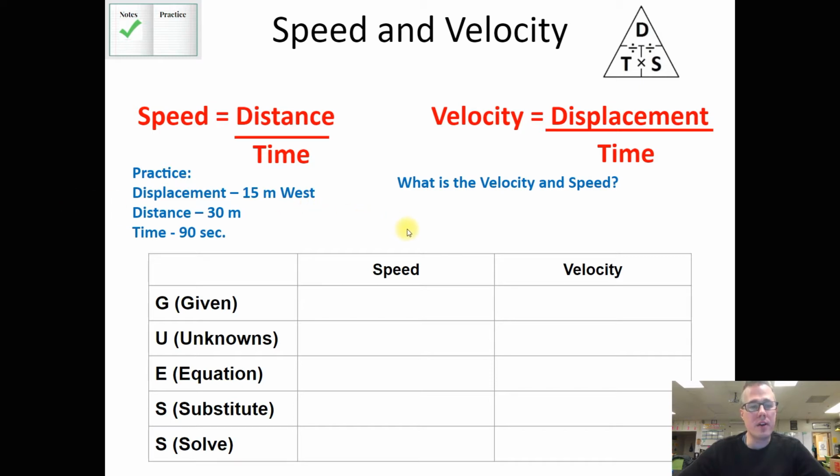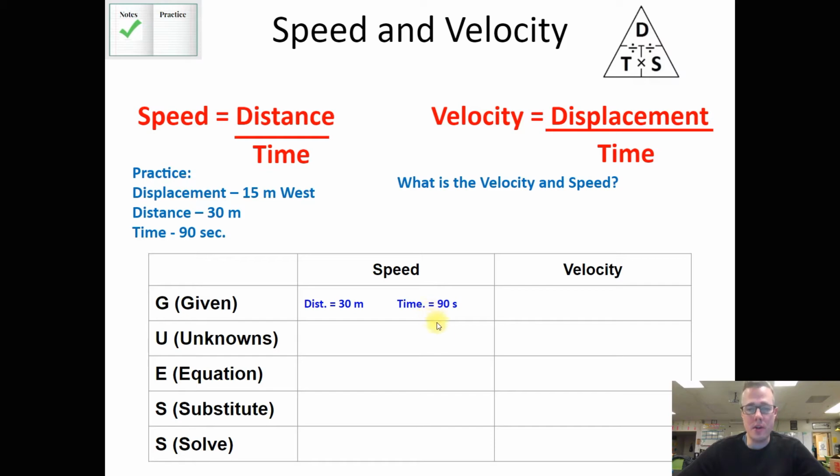Let's solve for speed first. So the G in the GUESS method means givens. This is where you list the things that you know that apply to the question you're trying to solve. So if we're solving for speed, we're going to need our distance and we're going to need our time from the information that they gave us. We don't need our displacement because that's not part of the speed equation. So I put in my distance and my time into the first box.